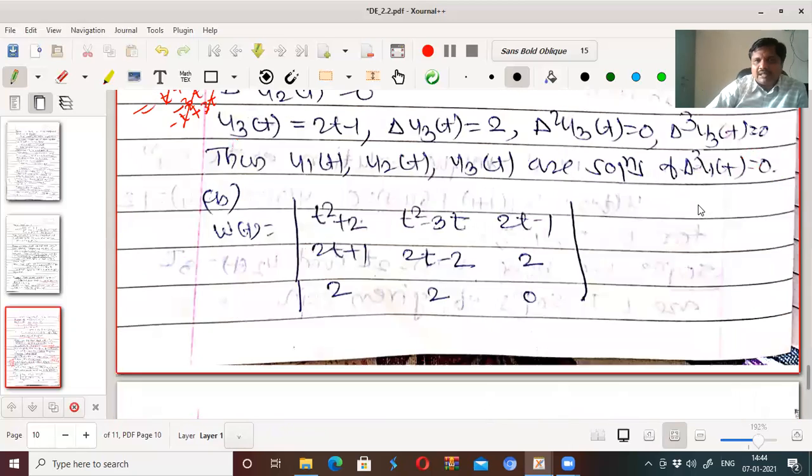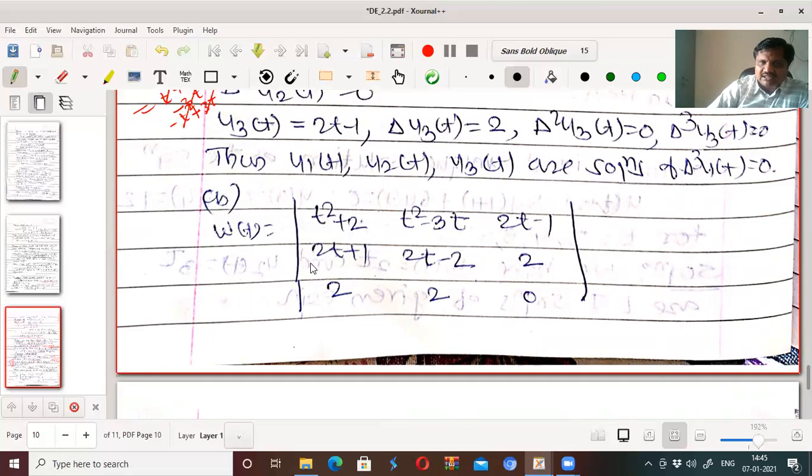Now by using the Casoratian, we will show that these three solutions are linearly independent. What do we want to use? We want to use a Casoratian here. So now we will find the Casoratian. Wt is equal to the first row t square plus 2, t square minus 3t, 2t minus 1. Second row 2t plus 1, 2t minus 2 and 2.